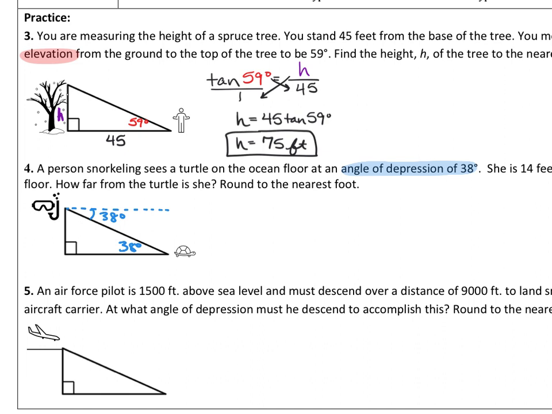Now, if we continue with this problem, we have to label at least one more thing. It says the snorkeler is 14 feet above the ocean floor. Where should I put the 14? The height, yeah, from the ground of the ocean floor up to the snorkeler. So that means this would be 14. We are trying to find how far from the turtle she is, which means we are looking for this distance right here, the direct distance from the snorkeler to the turtle.